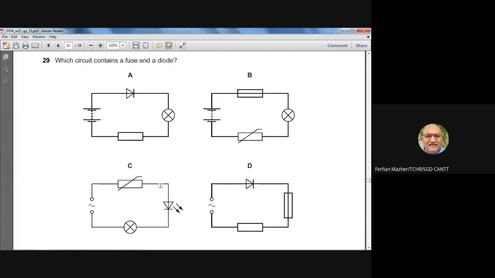Which circuit contains a fuse and a diode? So this is a diode, but it does not have a fuse in it. This has a fuse, but it does not have a diode in it. This has a light emitting diode, but it does not have a fuse in it. Here I have a diode, this is the diode, and this is the fuse. So D is the option. Very simple question.